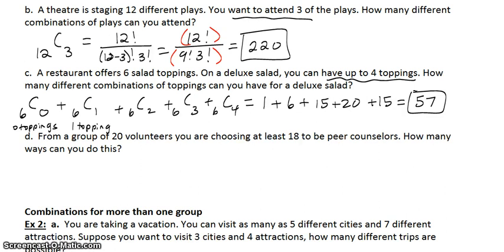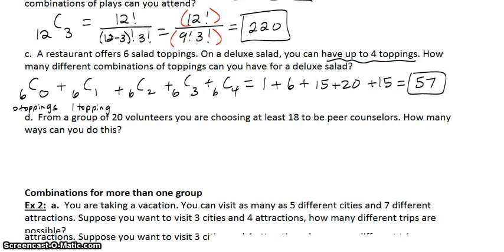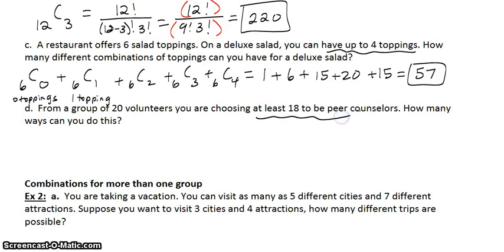Let's read D. From a group of 20 volunteers, you are choosing at least 18 to be peer counselors. I want you to think for a minute. Can you figure out right now, if it says at least 18, what do you think that might mean? If it says at least 18, what do we want? What are we looking for there? Hopefully in your mind you're thinking, I want 18 or more. So I would be happy with 18 of them.